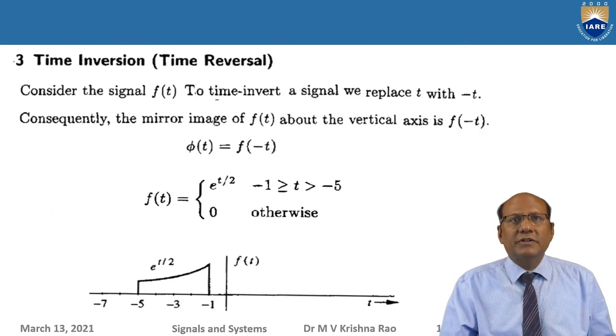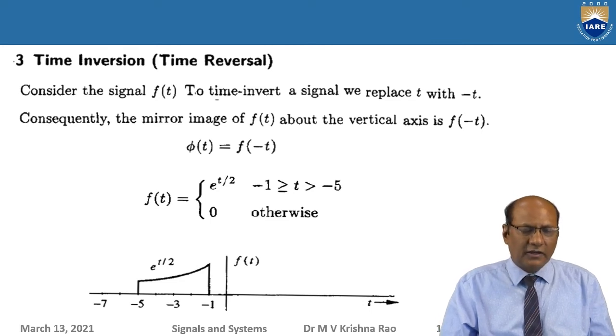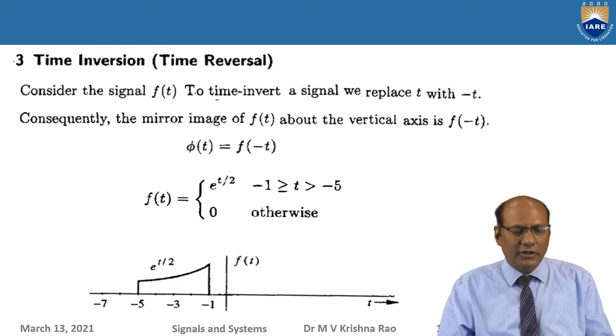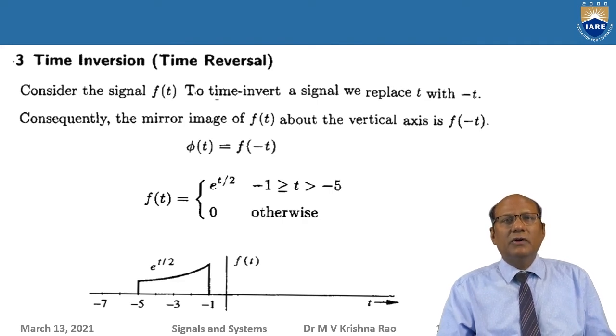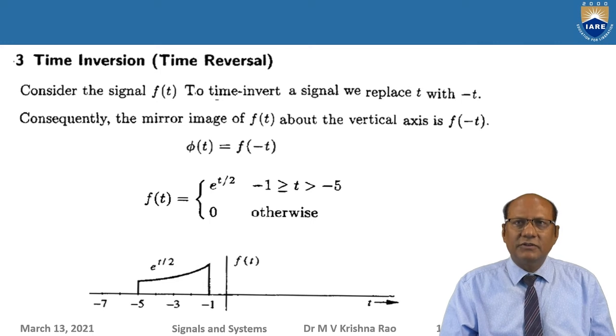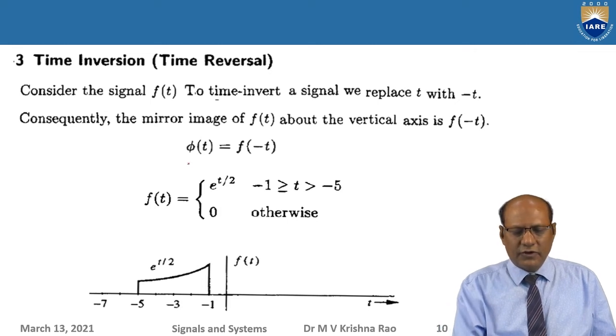Now, the third operation is time inversion. This is a very useful operation in the future, which you are going to study. There are some operations where you require time inversion. For example, in the process of convolution, at a certain point you have to time reverse the signal. So this is a very important operation basically. And how do you define this? This is the definition.